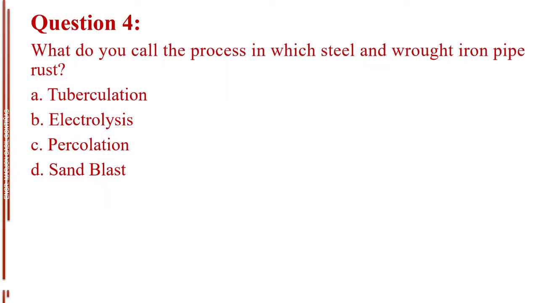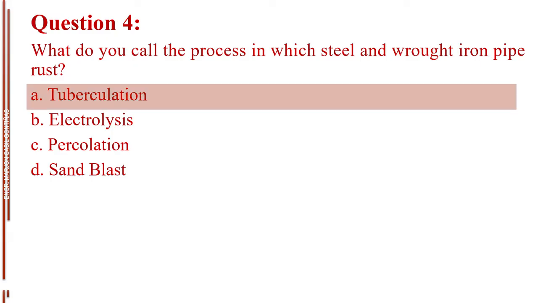Question number 4. What do you call the process in which steel and wrought iron pipe rust? Letter A, tuberculation. Letter B, electrolysis. Letter C, percolation. Letter D, sandblast. The answer is letter A, tuberculation.